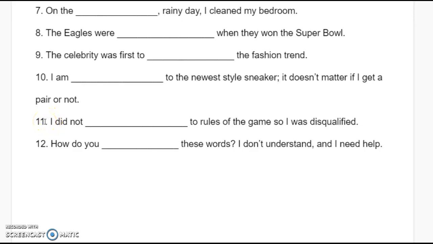11, I did not blank to the rules of the game, so I was disqualified. Again, I did not blank to the rules of the game, so I was disqualified. And 12, how do you blank these words? I don't understand and I need help.